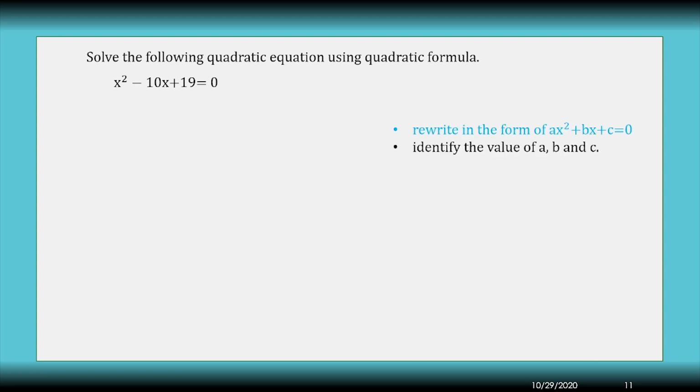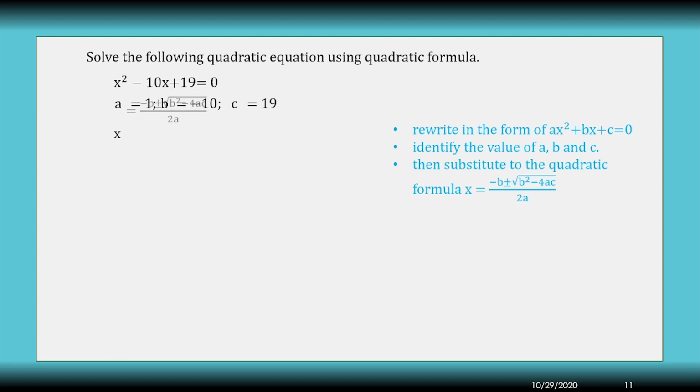Identify the value of a, b, and c. Okay, so na-discuss na naman natin kung paano hinahanap yung ating a, b, and c on our first lesson, which is the introduction to quadratic equation. Okay, the value of a is 1. The value of b is negative 10. Then, the value of c is 19. Okay, then what will be the next step? Okay, proceed na tayo sa substitution, or we need to use the quadratic formula. Then substitute the value of a, b, and c.